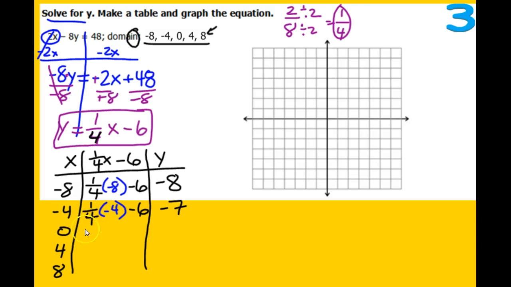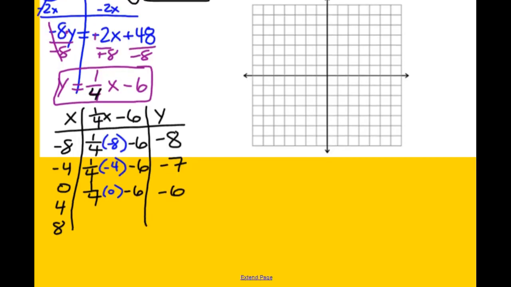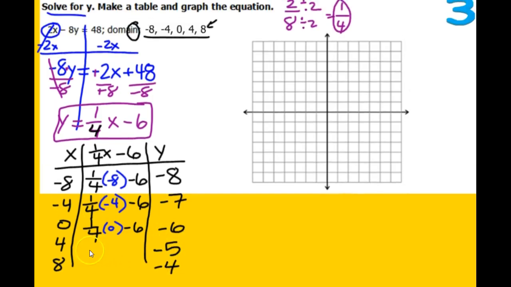Then I'm going to plug in 0. 1/4 times 0. Anything times 0 is just 0. And then minus 6, I should get negative 6. So some of you might see a pattern, negative 8, negative 7, negative 6. Next should be negative 5, and then negative 4. If you want to plug them in, you can, but you know if you find a pattern, it will continue.